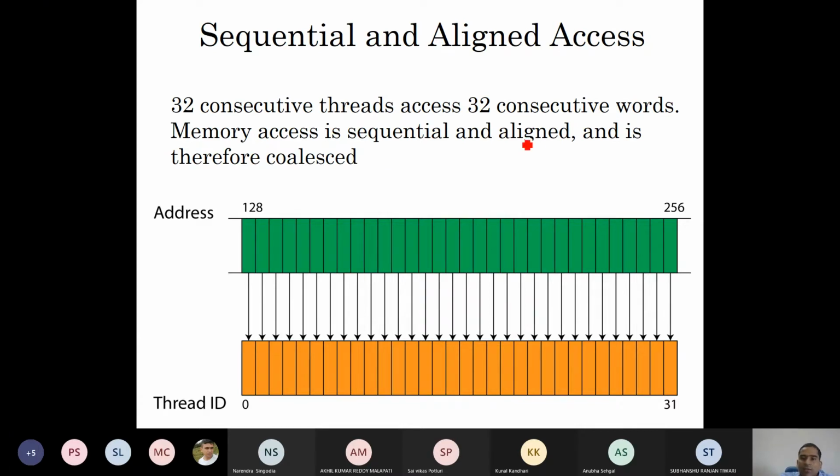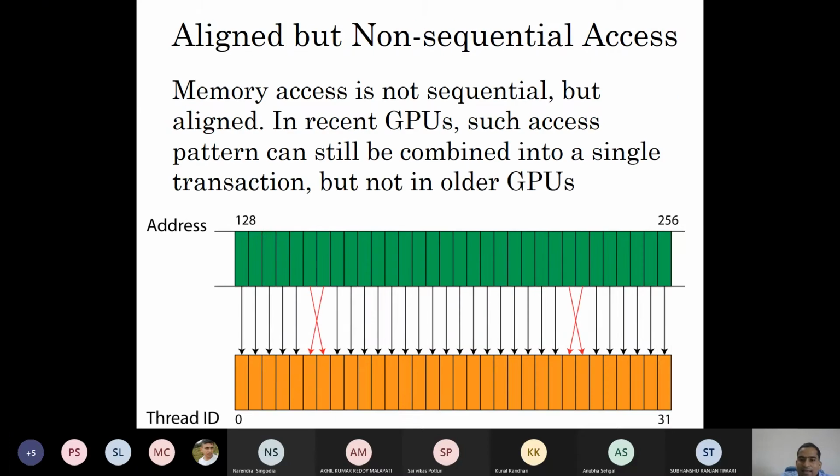So here, memory access is sequential and aligned. Now, here is an example. Memory access is not sequential, right? Here, you're not accessing it sequentially, but at least it is aligned. Aligned means whether it is fitting in the boundary.